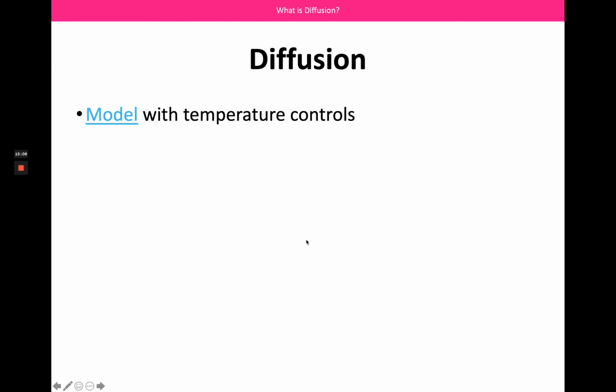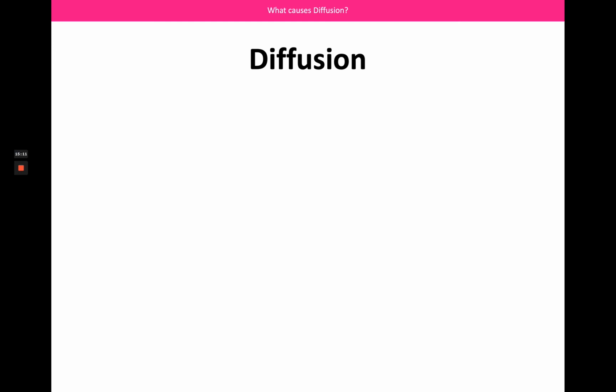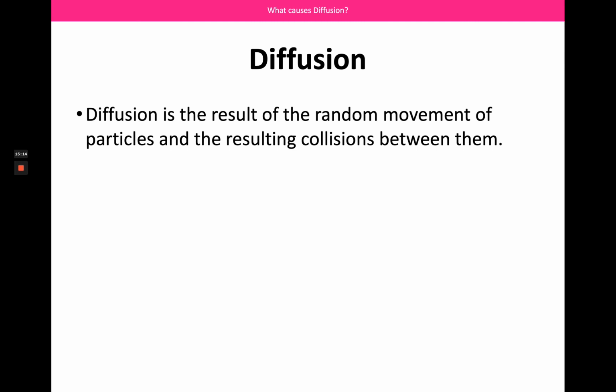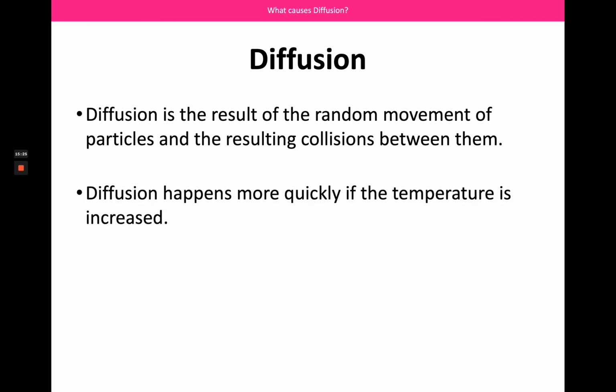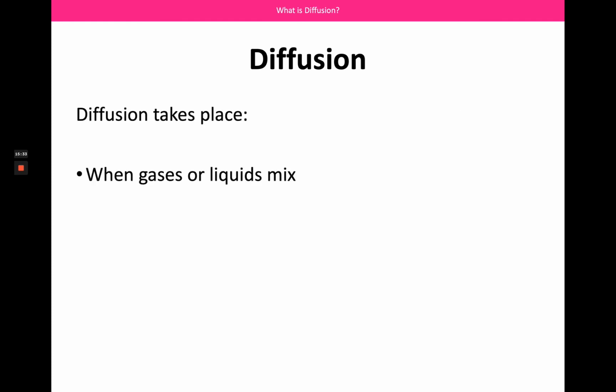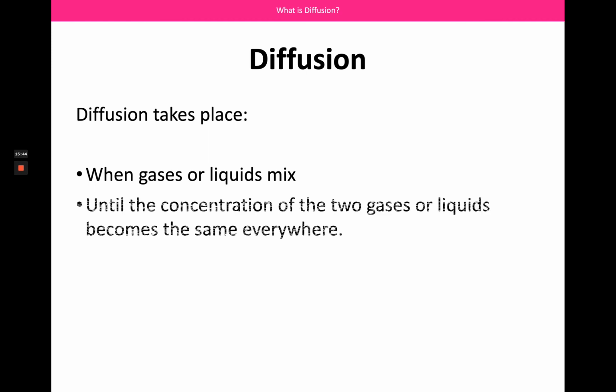So I hope that was a useful animation showing diffusion. Like we saw in that simulation, it happens because of the random movement of particles. So even though it's something we can predict will happen, it's because of something that's very random. If we increase the temperature, then diffusion happens more quickly, and we'll get it whenever gases or liquids mix. So like putting your red dye into water, or opening your perfume bottle, or spraying your perfume in a room. And then the diffusion will continue to take place.